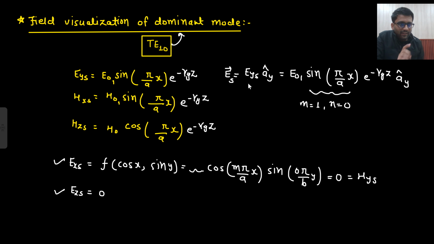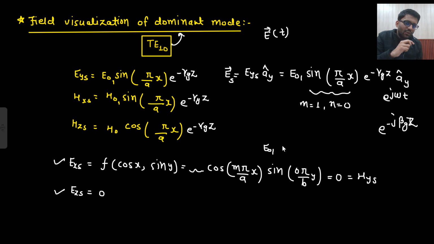Now if I take that time domain form, let's just say I need to calculate E(ωt), or you can say E(t). What I need to do is add e to the power jωt here, and now this gamma g will be changed by jβg into z. And when I take the real part, what will I get? E01 sin(πx/a) cos(ωt − βg z).